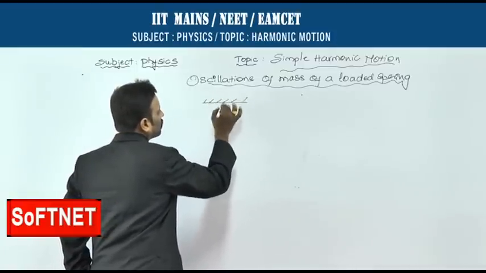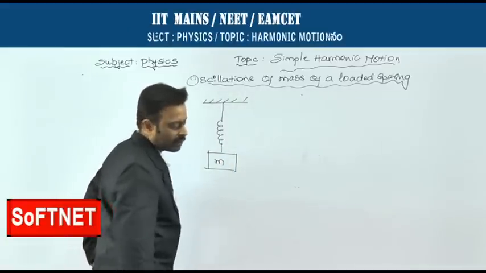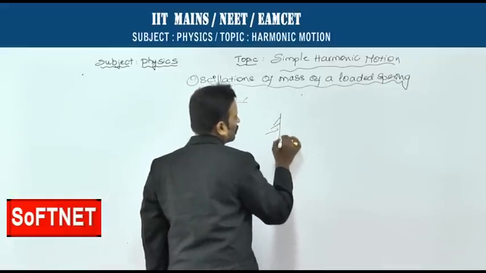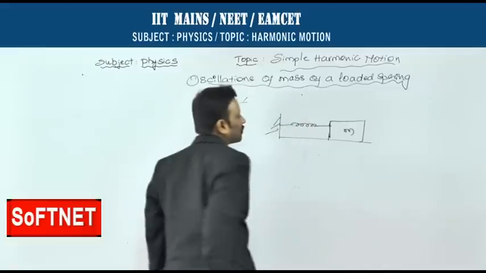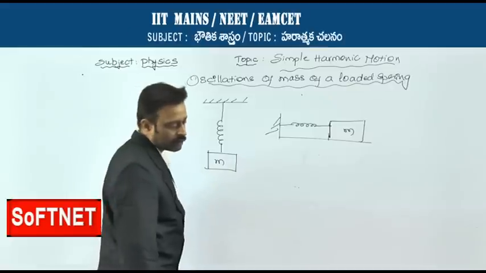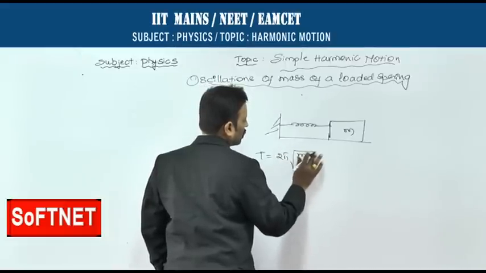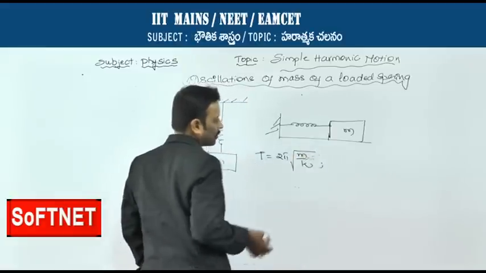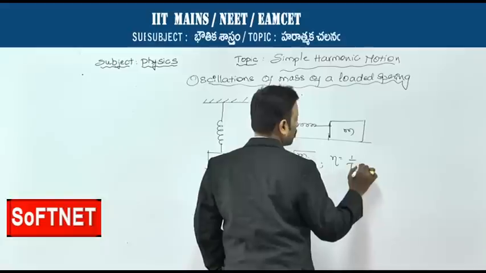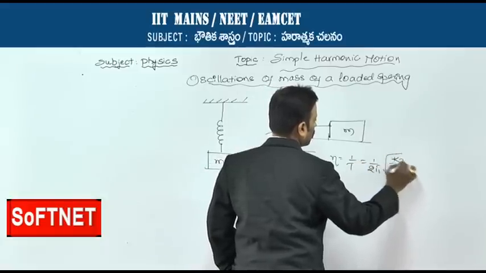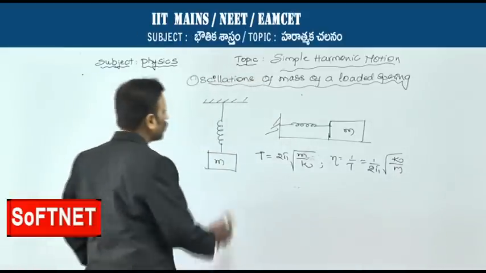As you can see here, a spring to which some load of mass small m is attached, either in this fashion or let a certain mass be attached to a spring. In this case, the oscillations of a loaded spring are T is equal to 2 pi under root m by k. As that is the formula for time period, what happens to the frequency then? Frequency is the reciprocal of time period, that is 1 by 2 pi under root k by m. So, these are the relations for time period and frequency of oscillations of a loaded spring.